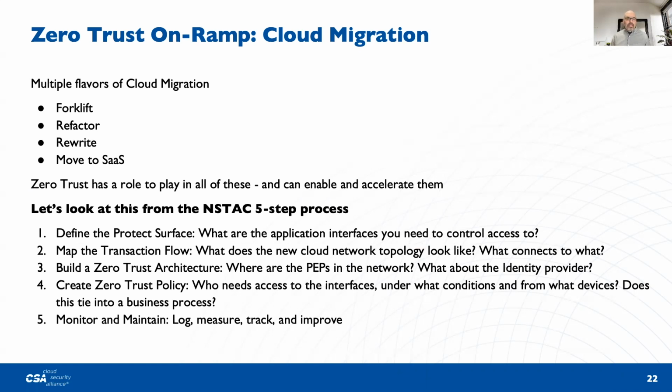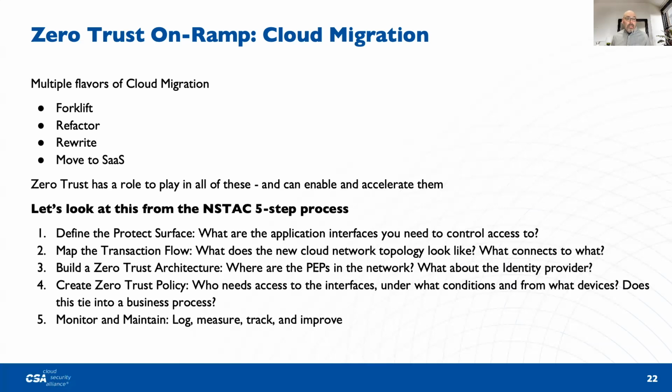Third step is building the Zero Trust architecture. So given that network topology that you built out from the transaction flows, where are the policy enforcement points on the network? Where should they be deployed so that they can control access to those cloud resources? What identity provider or identity providers are you going to use?